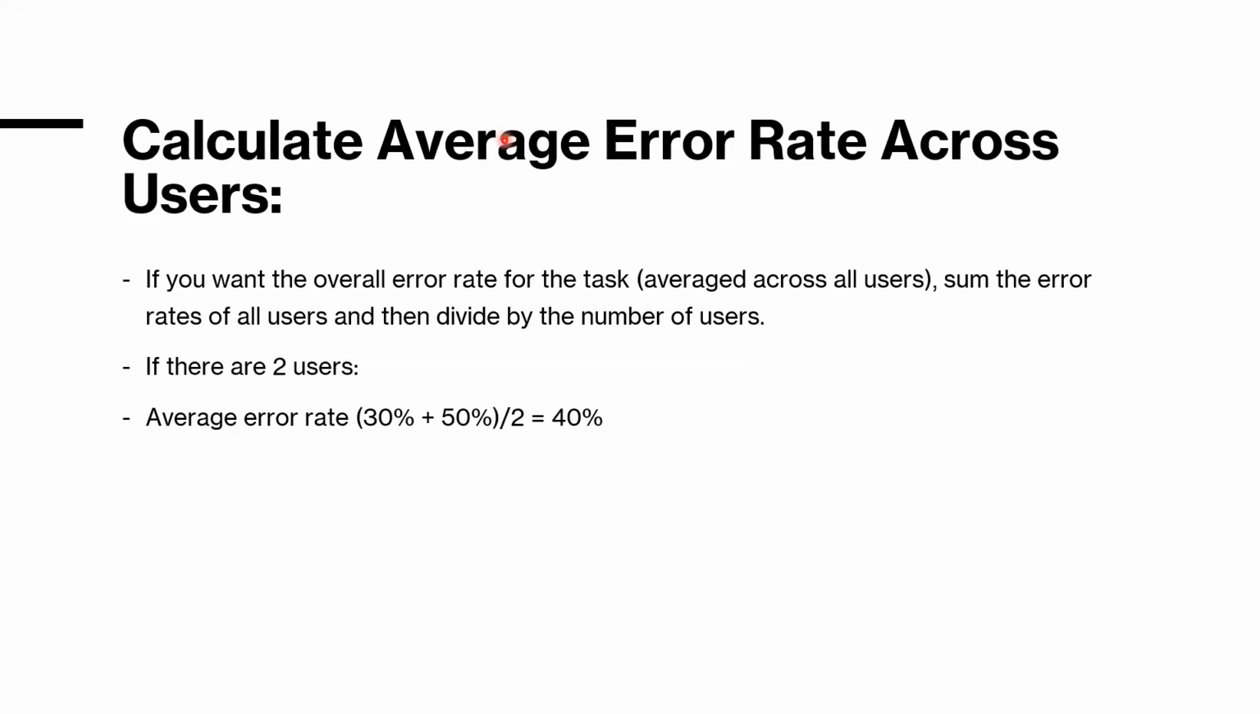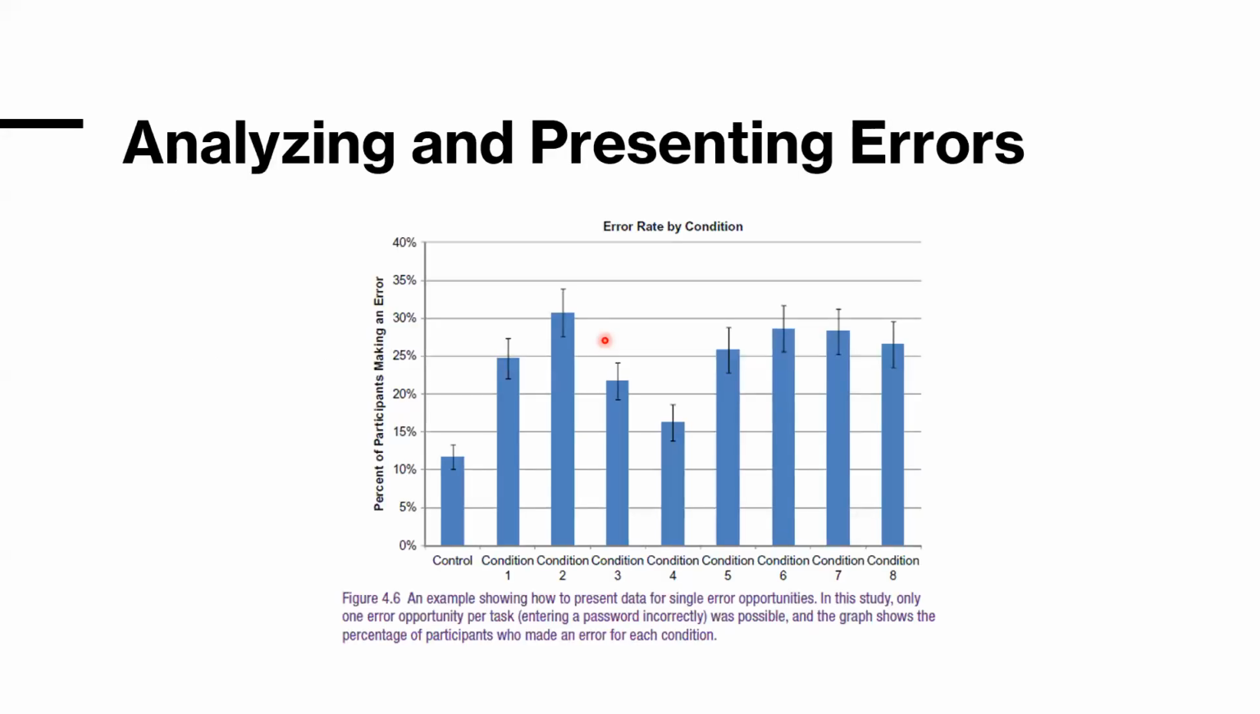Then this is important, the average, very simple. If you have 2 users, user A with a 30% error rate and user B with 50%, divided by 2, the average error rate will be 40% for the entire usability test. And of course you can also showcase, for condition number 1, the total number of participants making an error, or for task number 1, something like this.